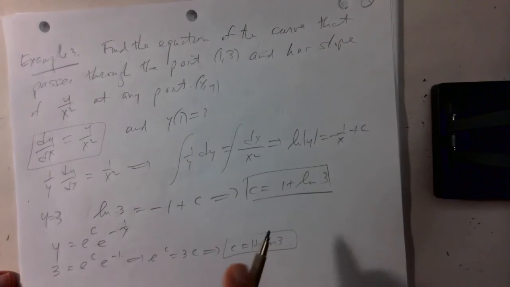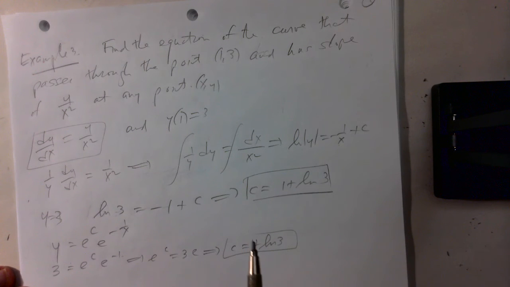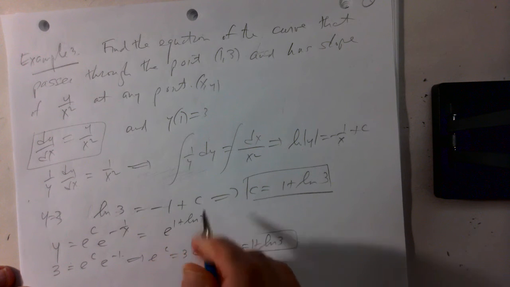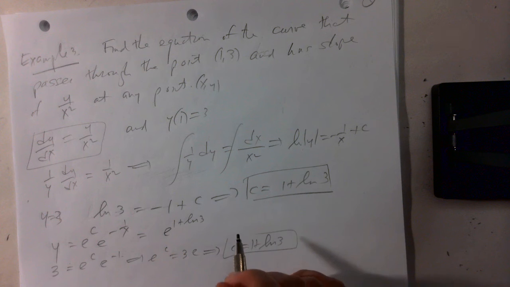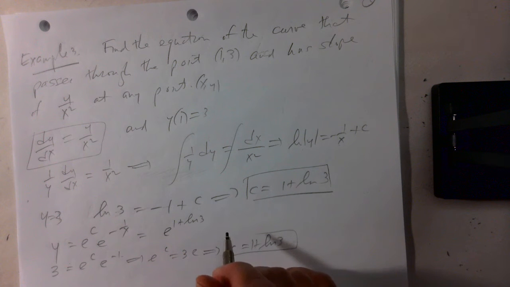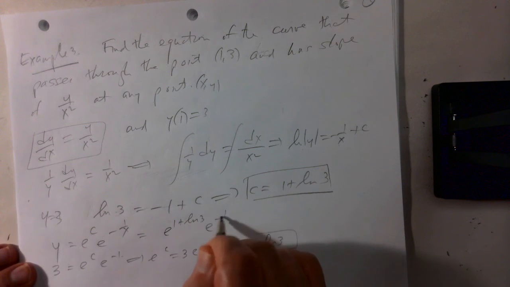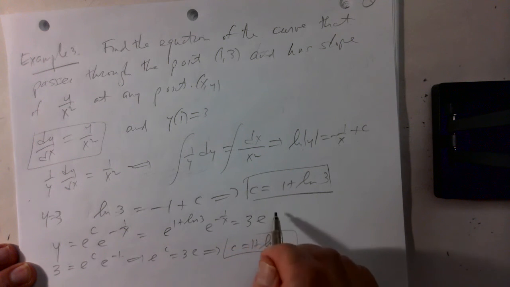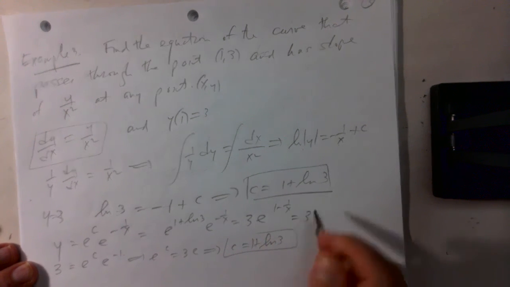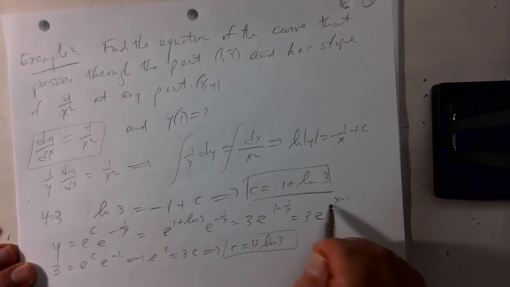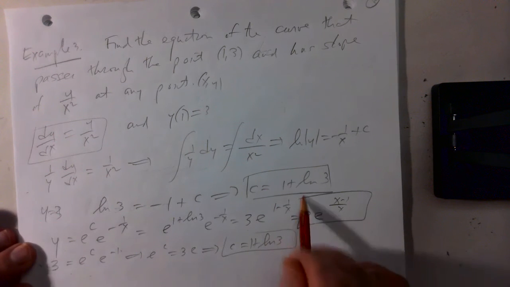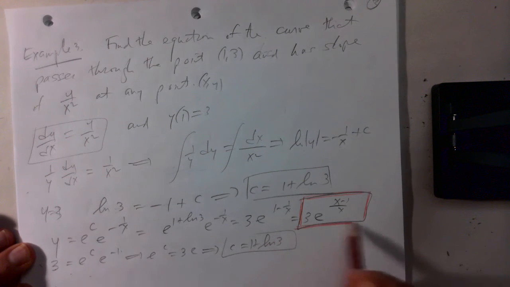That's perfectly okay. So if I plug this value in for c, this is equal to e to the c, e to the 1 plus log 3, times e to the minus 1 over x. E to the log 3 is 3, times e to the 1 minus 1 over x, or 3 e to the x minus 1 over x. So the solution of the differential equation is this.